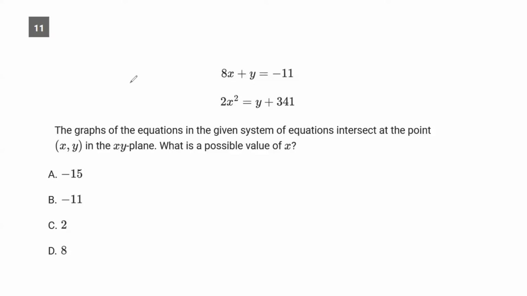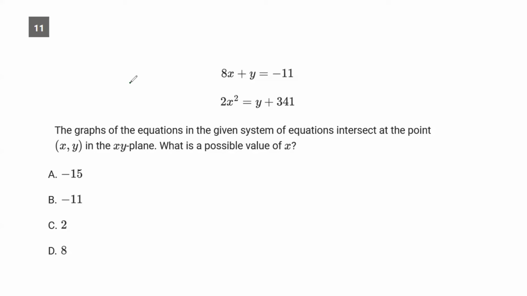All right, let's do 11. We're almost halfway through the last section. 8x plus y equals negative 11. 2x squared equals y plus 341. The graphs of the equations in the given system of equations intersect at the point (x, y) in the xy plane. What is a possible value of x?